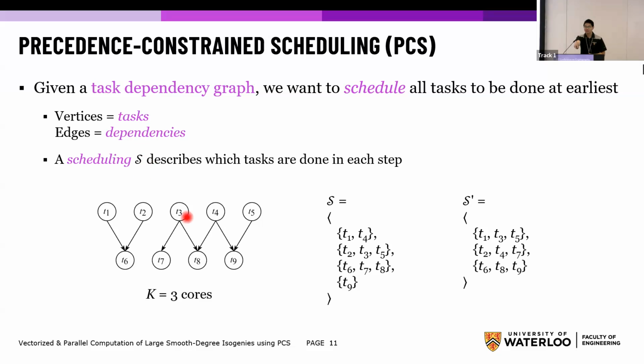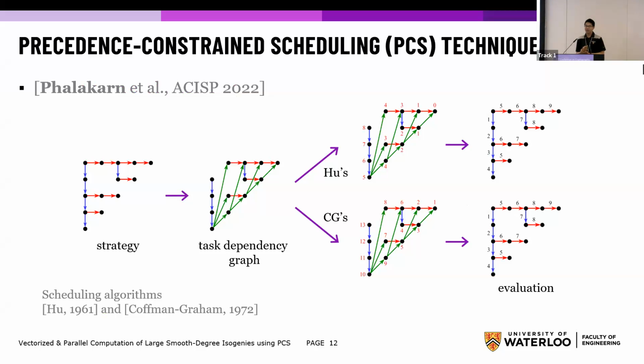So from this graph, suppose we have 3 computation cores, we can come up with this first scheduling S, which finishes everything in 4 steps, and another scheduling S prime, which is done in 3 steps. So the goal here is to come up with an optimal or at least short scheduling for the computation. And by this, in the previous paper of ours presented at ACISP 2022 in Australia, we proposed this PCS technique.